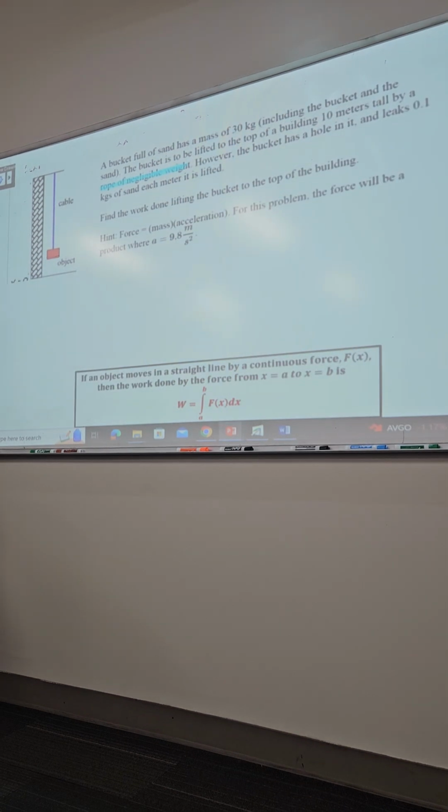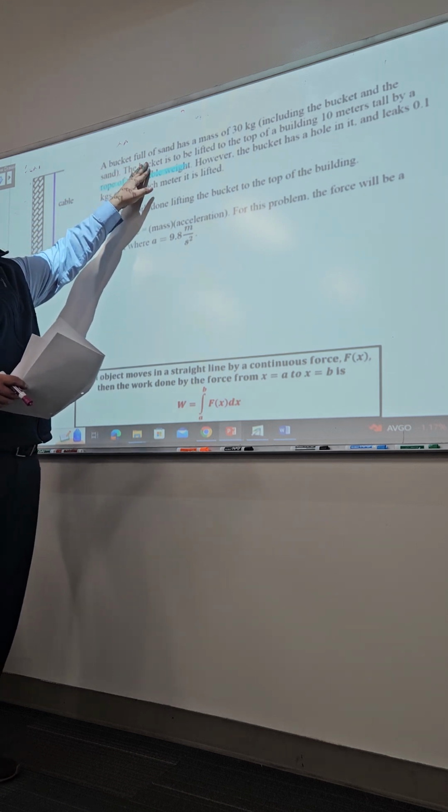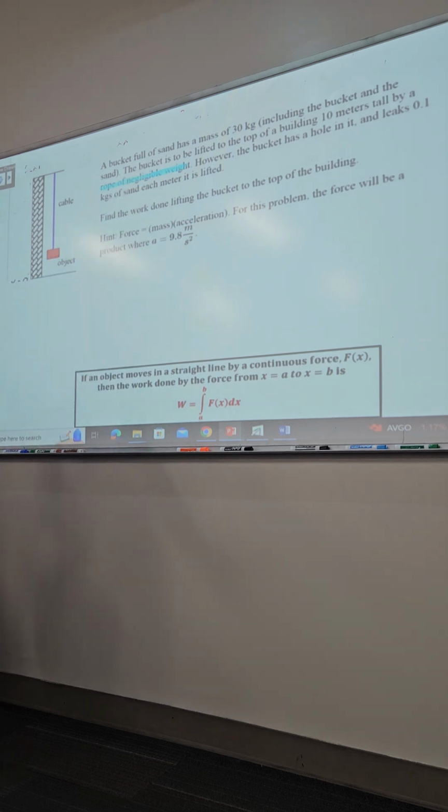Okay, now the next two slides, you've got this and some extra paper, because I gave you some more room here. Now we're talking about a bucket full of sand that has a mass of 30 kilograms. Remember, that's mass, not weight, right? The bucket is to be lifted up to the top of a building 10 meters tall. By the way, the 30 kilograms corresponds to the bucket and the sand together, okay?